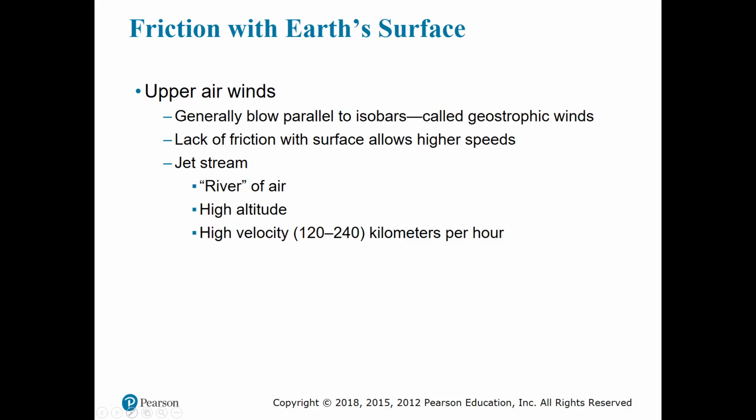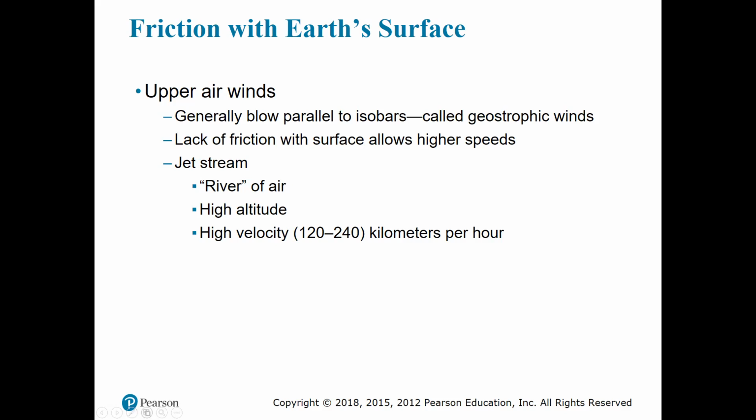Eventually, we get to a point where wind is going to blow parallel to the isobars, because we've leveled out the playing field. Essentially, we've been able to more so equalize the pressure. And so these are called geostrophic winds. The lack of friction with Earth's surface allows those geostrophic winds to travel at higher speeds than surface winds.